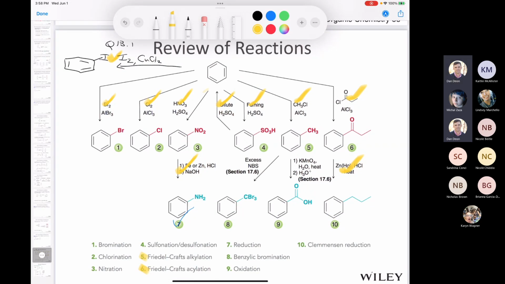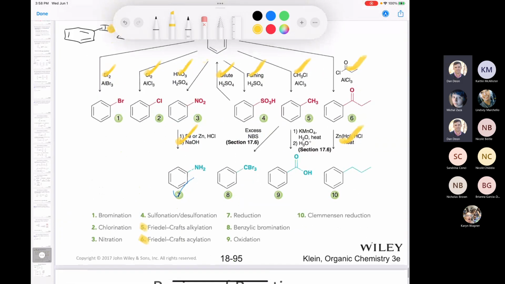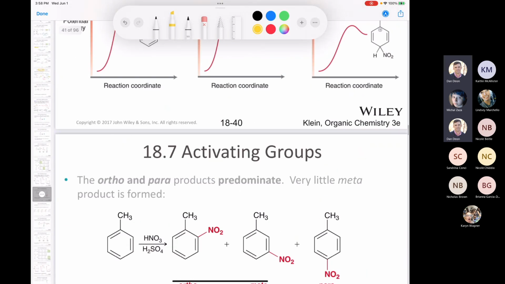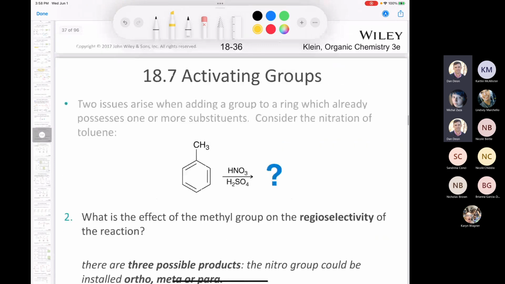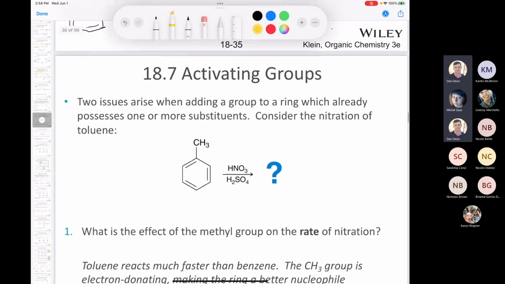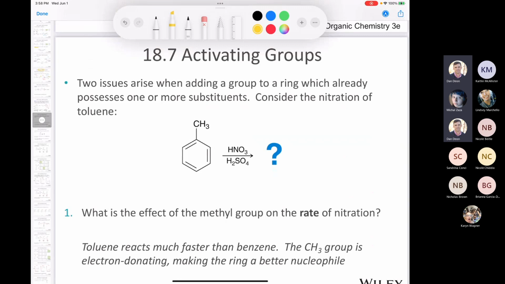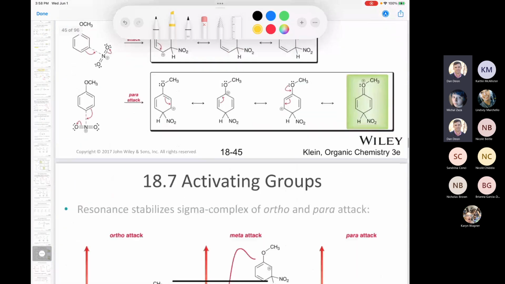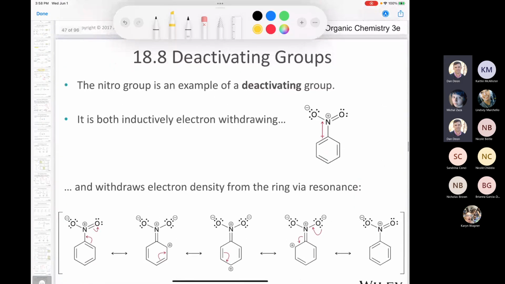And I think that's enough information for one lecture. On Friday, we will talk a little bit more about substituents on an aromatic ring. Just as a preview, we're going to get into sections 18.7 and 18.8, where we discuss what are called activating groups. That's covered in section 18.7. Then in section 18.8, we get into what are called deactivating groups.